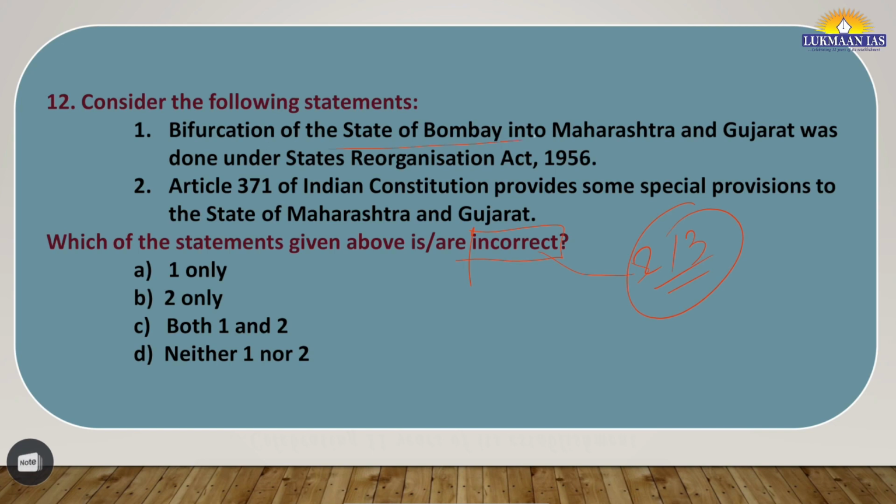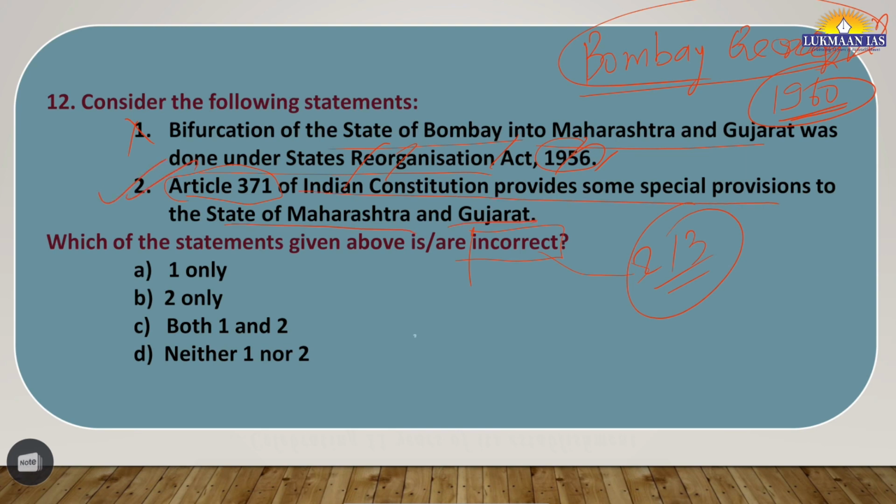Bifurcation of the state of Bombay into Maharashtra and Gujarat done under the State Reorganization Act 1956. This is not correct. There was the Bombay Reorganization Act, according to which this reorganization was done, and this was enacted in 1960, on 1st May 1960. So this is the incorrect statement. Article 371 of the Indian Constitution provides for special provisions for the state of Maharashtra.